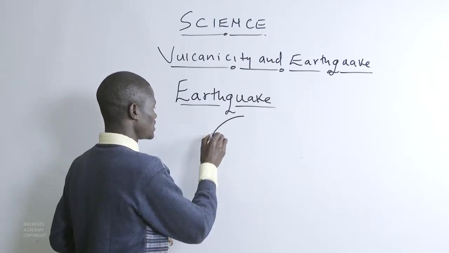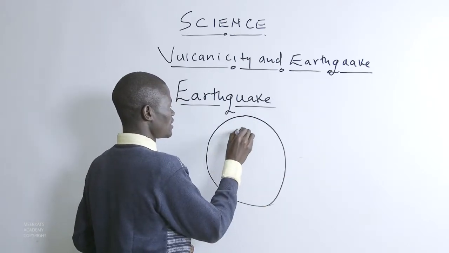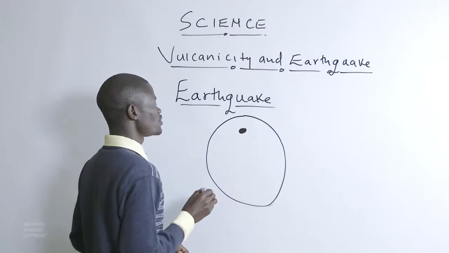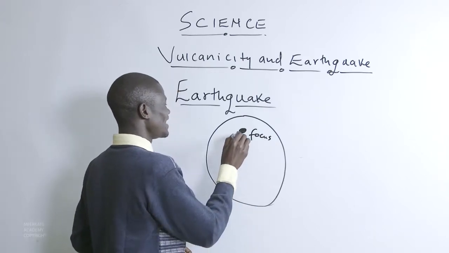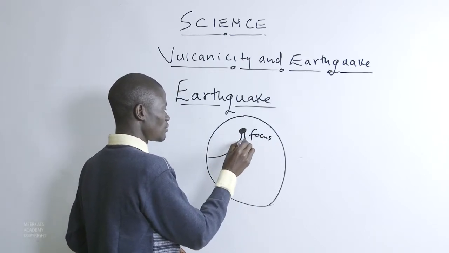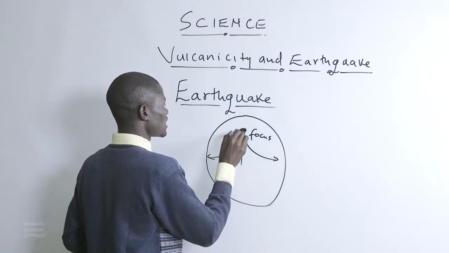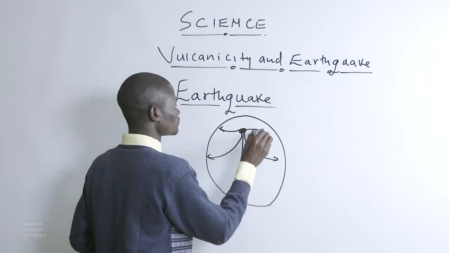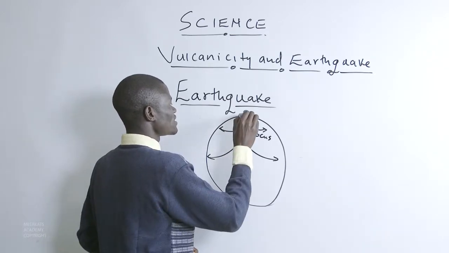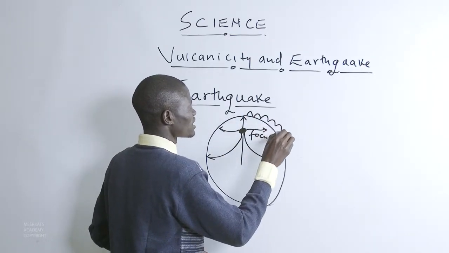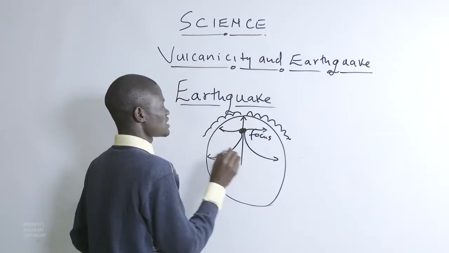surface. I will just draw a global surface. For example, this can be a point of origin. We can refer to it as a focus. And then the quake waves can move in different directions. Some of them come and strike here on Earth's surface. And as they strike the Earth's surface, they begin moving in both directions along Earth's surface.